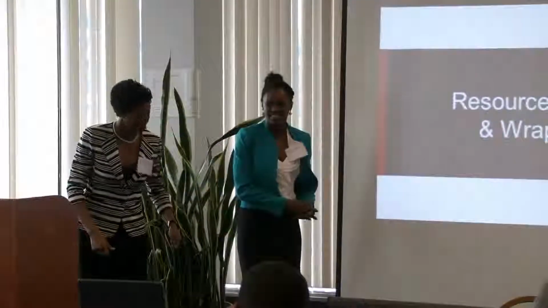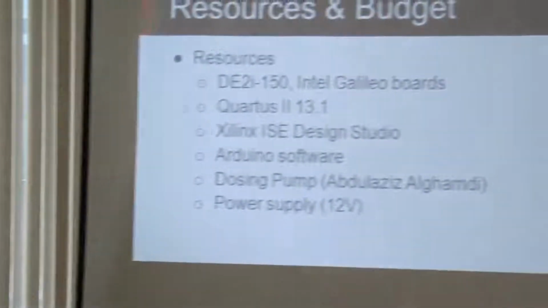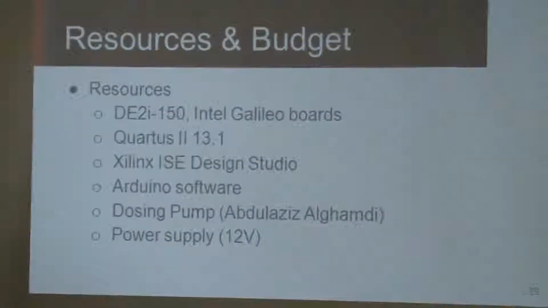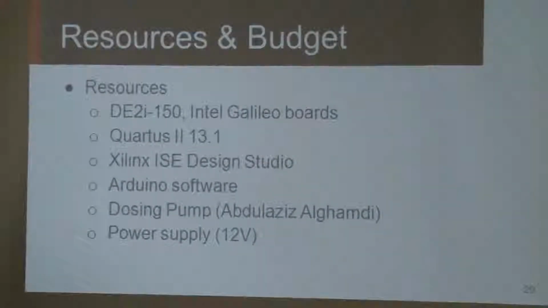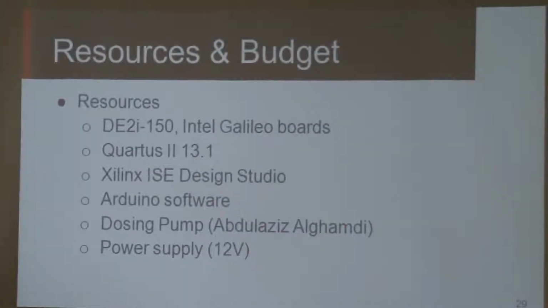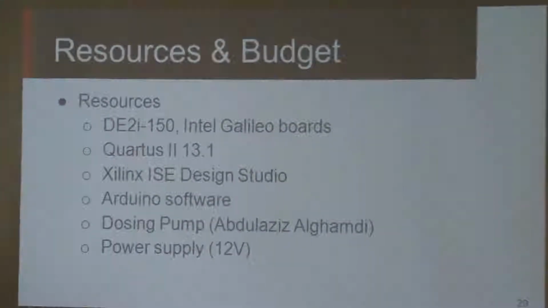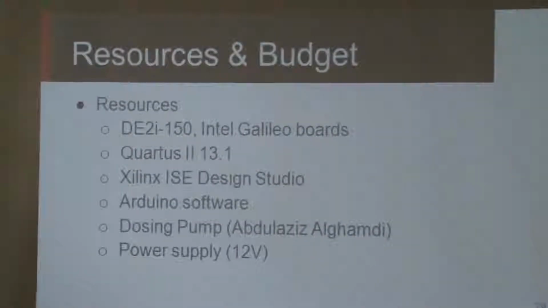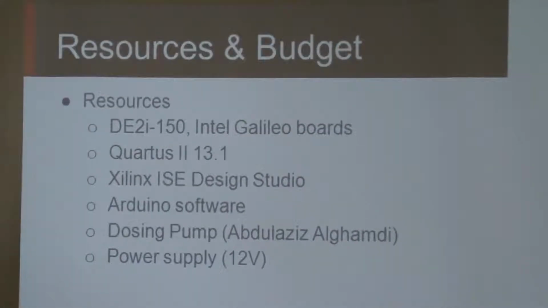So let's move into the resources and a nice wrap up. As was mentioned, we had 2 pieces of hardware that we used primarily, the DE2I board and the Intel board. Then the software, Quartus and Xilinx, were used to program the DE2I board. We used our Arduino software to program the Intel board. Then the dosing pump, which we were graciously loaned by a fellow student, and a power supply to power the pump.